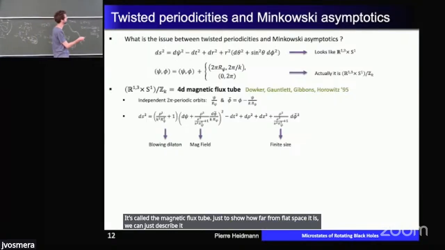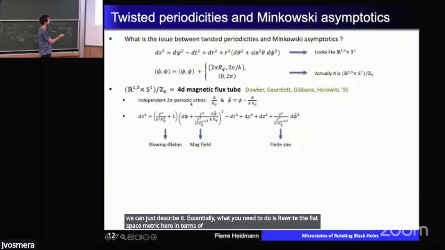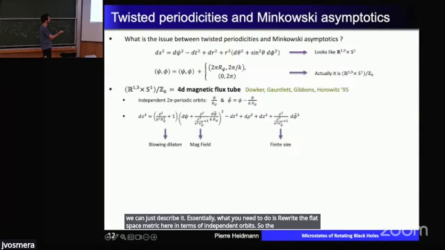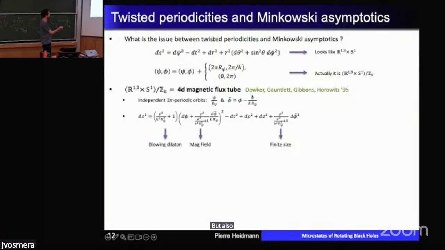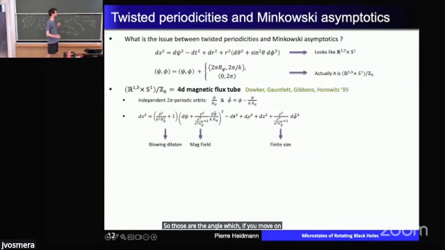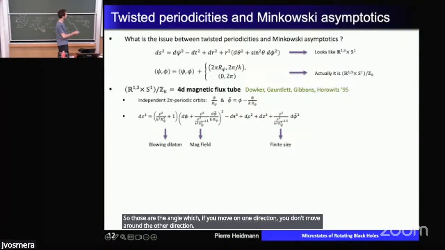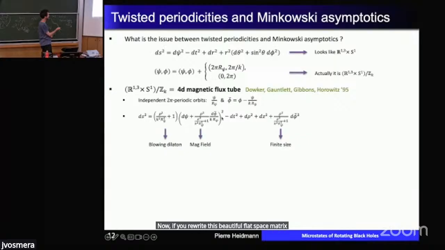Essentially, what you need to do is rewrite the flat space metric here in terms of independent orbits. So the independent orbits from this lattice is psi first, but also this phi tilde, which is phi plus a twist alongside. So those are the angles which, if you move along one direction, you don't move along the other direction.